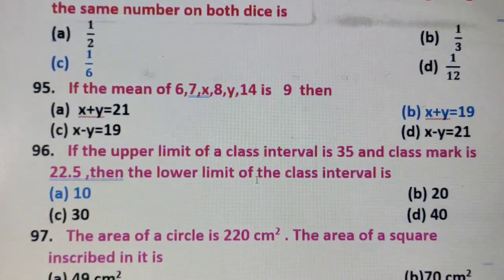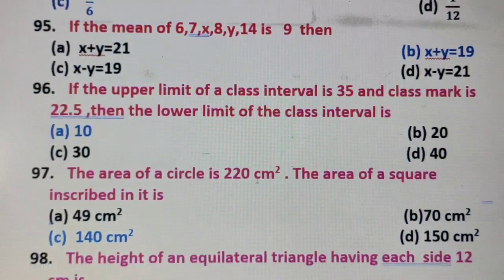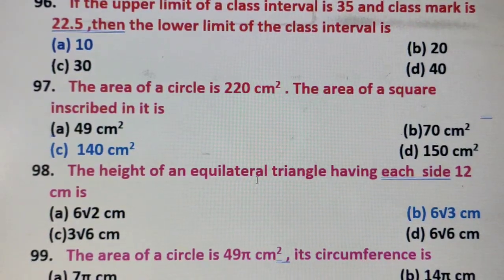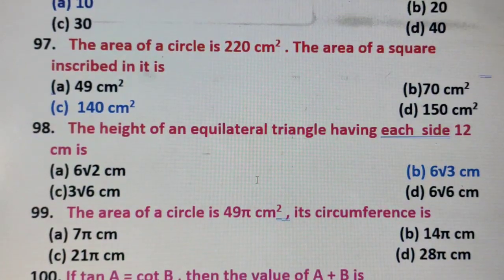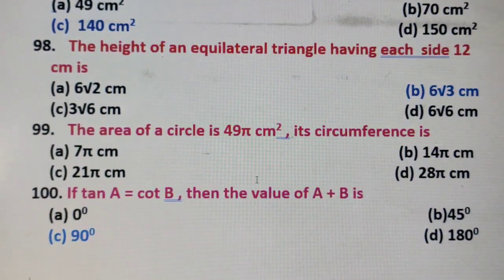If the upper limit of a class interval is 35 and the class mark is 22.5, then the lower limit is 10. The area of a circle is 220 centimeter square, the area of the square inscribed in it is 140. The height of an equilateral triangle having each side 12 centimeter is 6 root 3 centimeter.